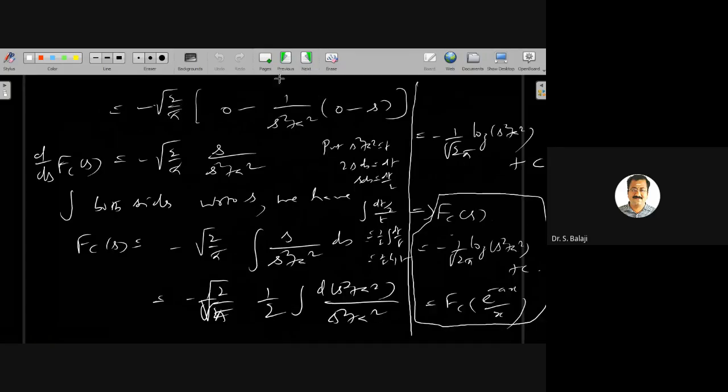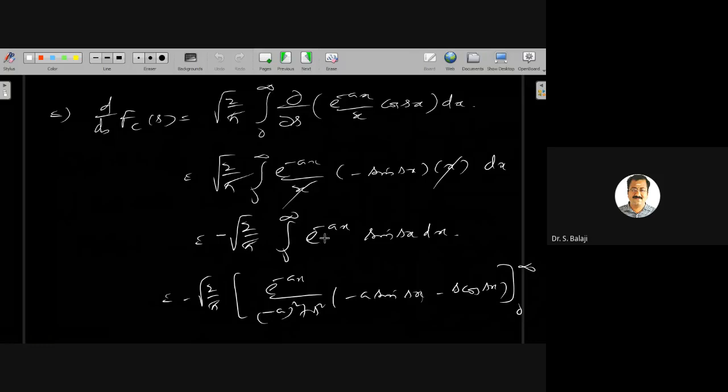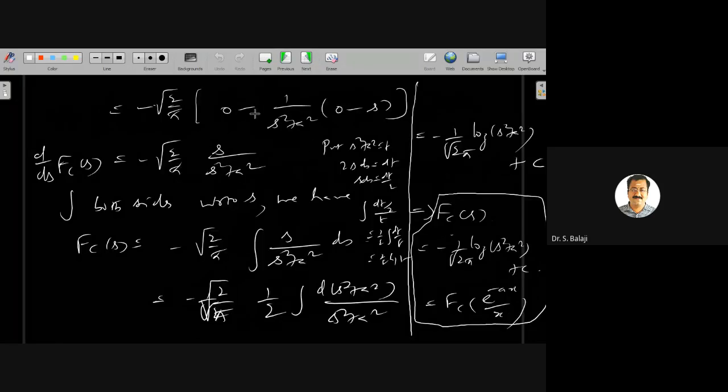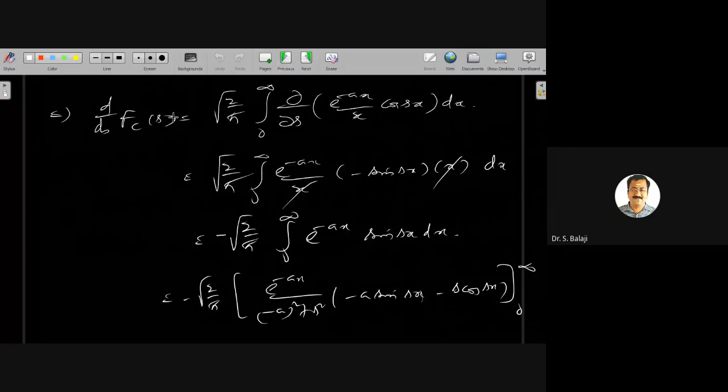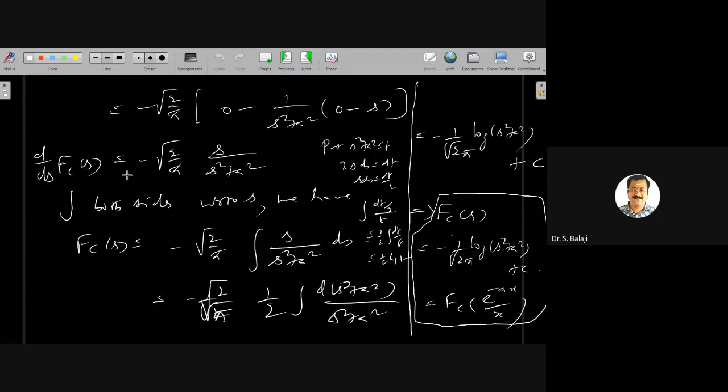Minus root of 2 pi pi, that is outside, minus root of 2 pi pi here. And then applying infinity to 0, 0 to 1 by s square plus a square, sin 0 is 0, cos 0 is 1, but s into cos 0 is 1 here, minus s, right? But the left side is d by ds of FCFS, that is very important. Left side is d by ds of FCFS. Minus root of 2 pi pi, plus s by s square plus a square, minus root of 2 pi pi s by s square plus a square.